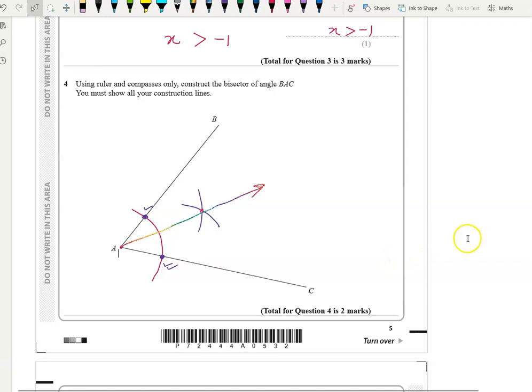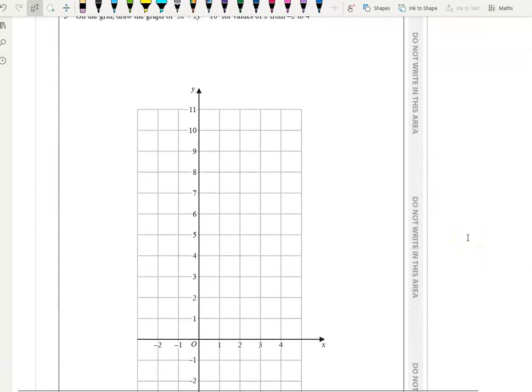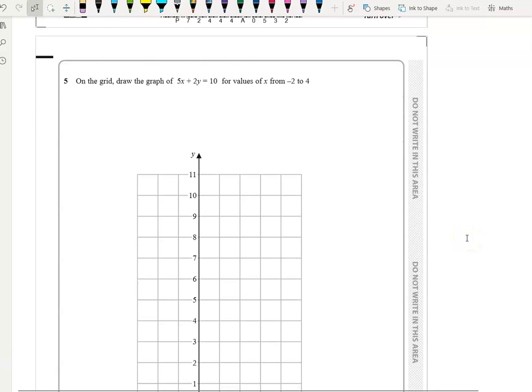Question number 5. On the grid, draw the graph 5x plus 2y equal to 10 for the values -2 to 4. Now if you look here, your y is not the subject of the formula. So first step what we'll do is, we'll try to convert this into slope-intercept form.